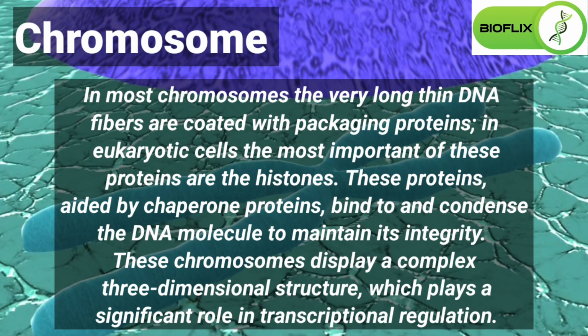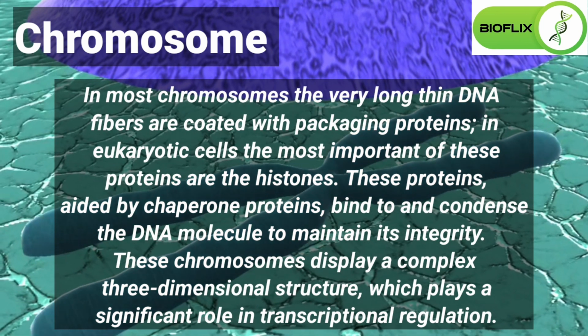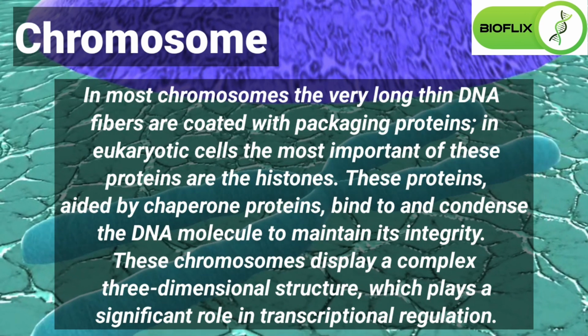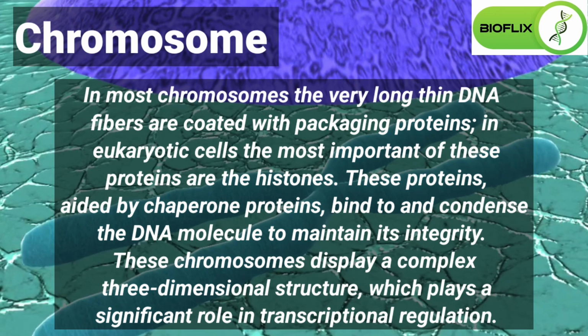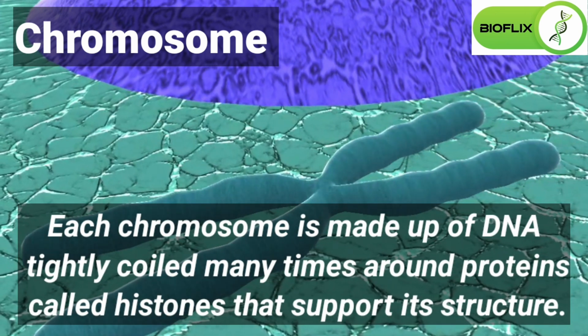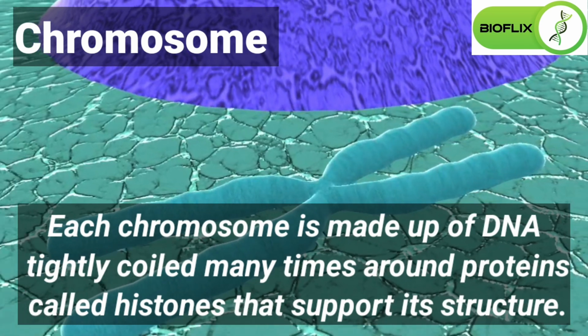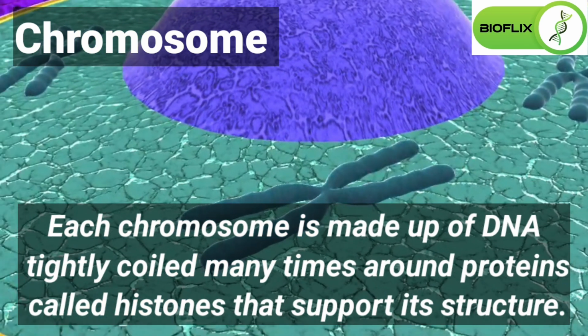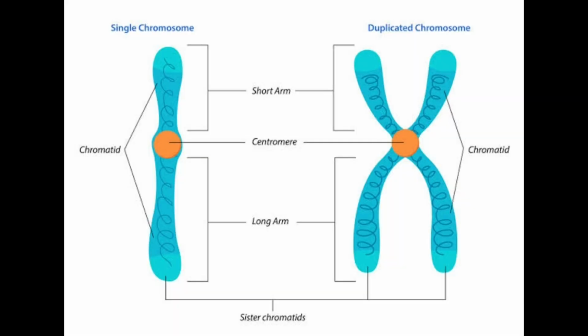These chromosomes display a complex three-dimensional structure, which plays a significant role in transcriptional regulation. Each chromosome is made up of DNA tightly coiled many times around proteins called histones that support its structure. Now let's see the structure of chromosome.